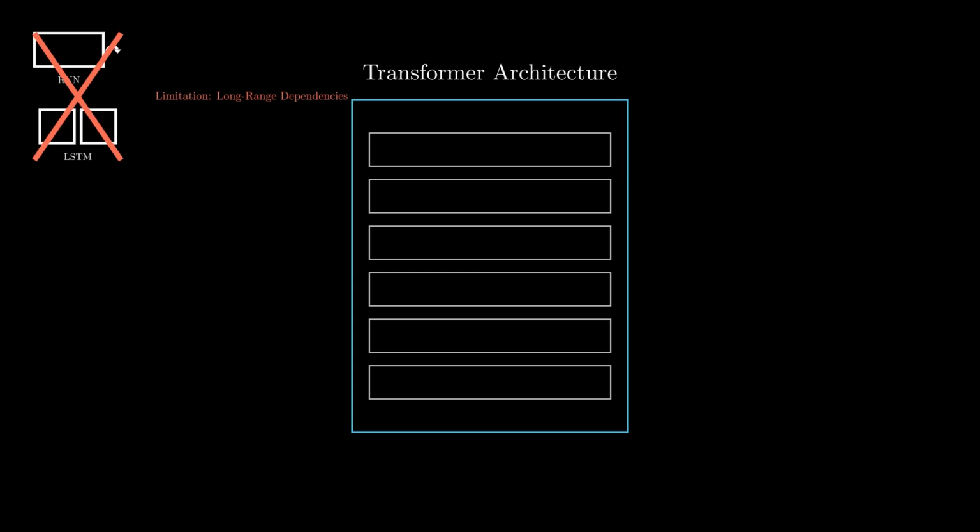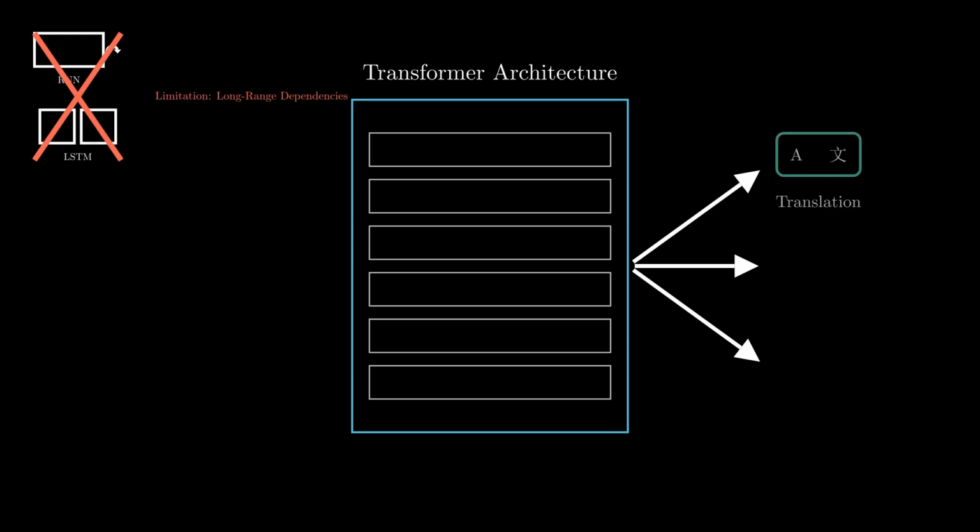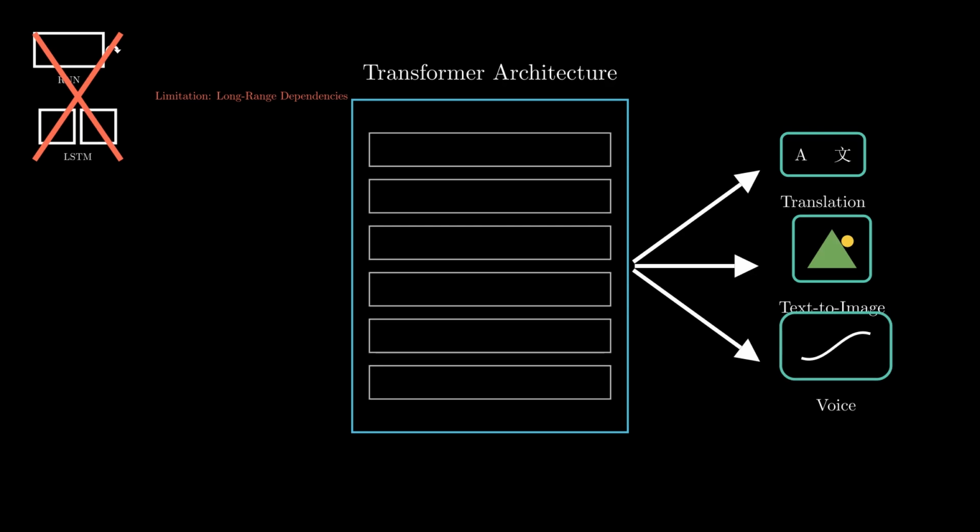This single, powerful idea of parallel processing with self-attention is what makes the transformer so effective, and its power isn't limited to just generating chat responses. This same fundamental architecture is so versatile that it has become the backbone for a huge range of incredible AI applications. It's used for machine translation, converting languages with unprecedented accuracy. It powers text-to-image models, turning a written description into a beautiful piece of art. It's at the heart of modern voice transcription and text-to-speech systems.